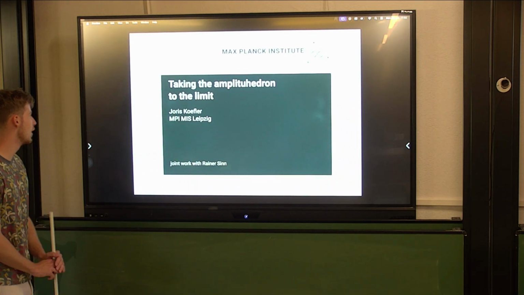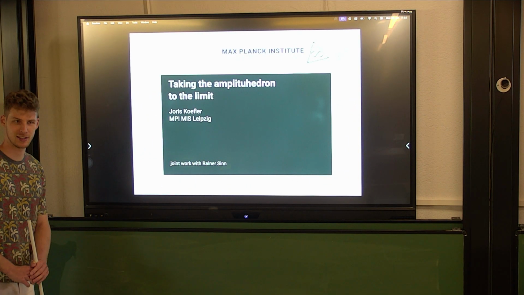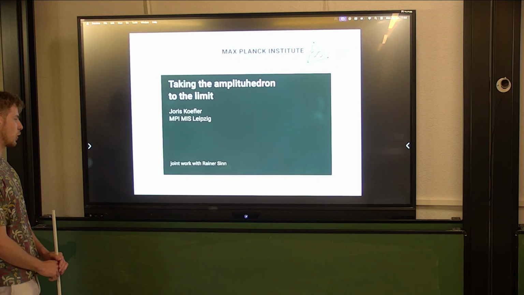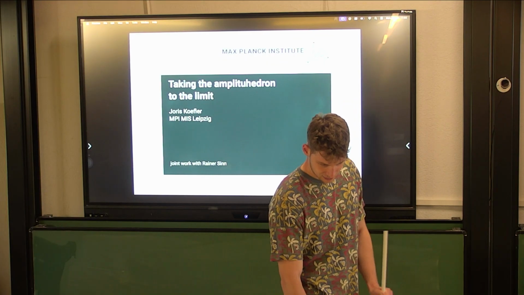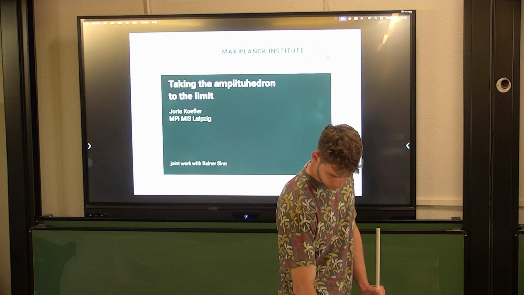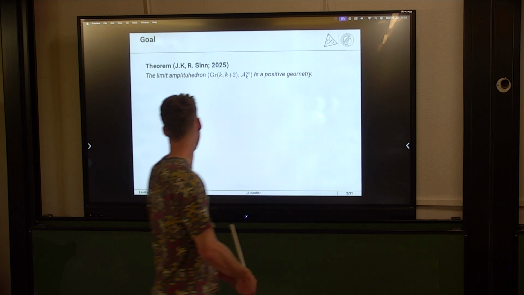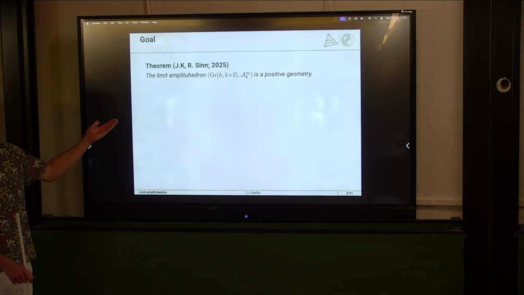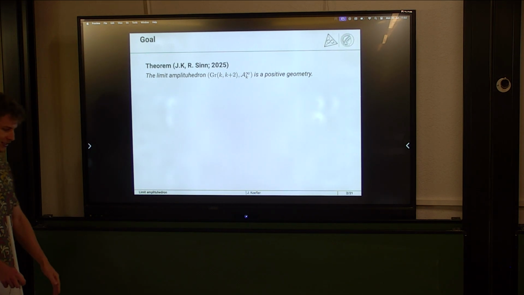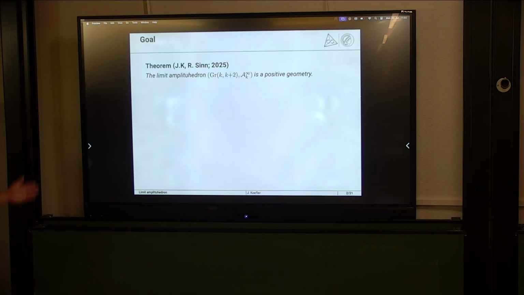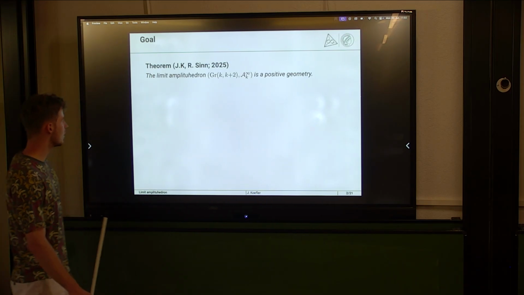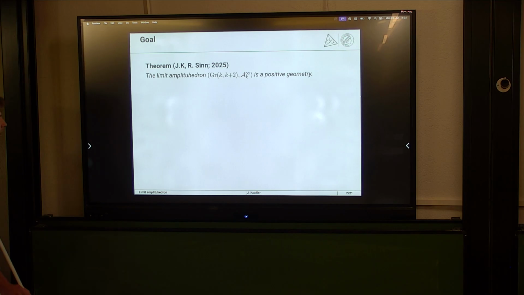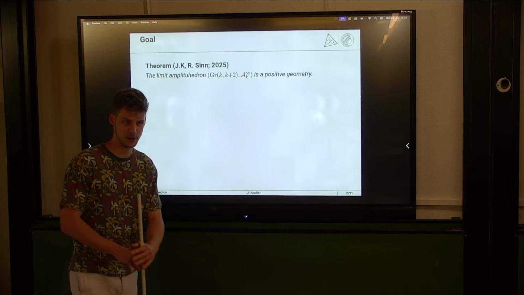This, we're going to look at a limit amplituhedron today, and that's joint work with my supervisor Rainer Sinn from the University of Leipzig. And I like to start this talk basically with the end, and that is showing the goal of today's talk, which is basically understanding the sentence that the limit amplituhedron, which I denote by A sub k infinity, which lives inside the Grassmannian Gr k, k plus 2, is a positive geometry.